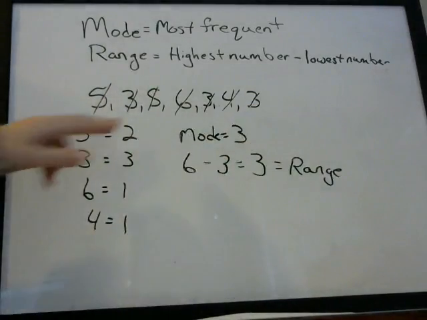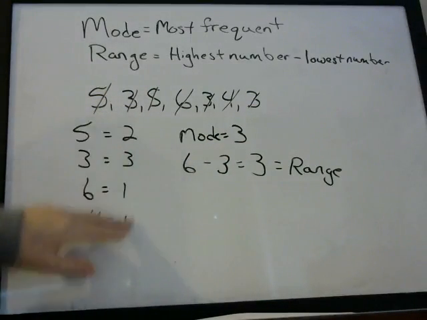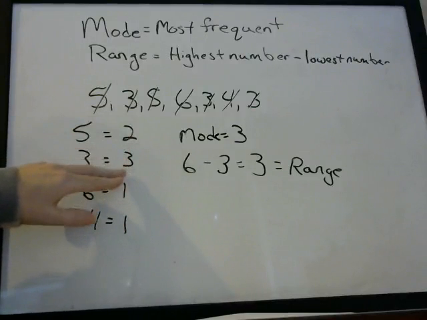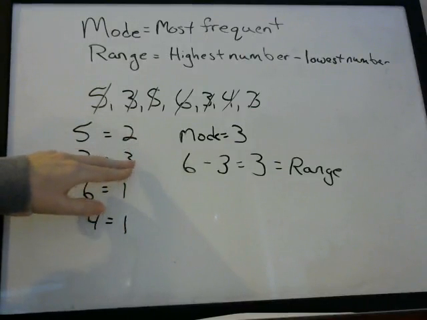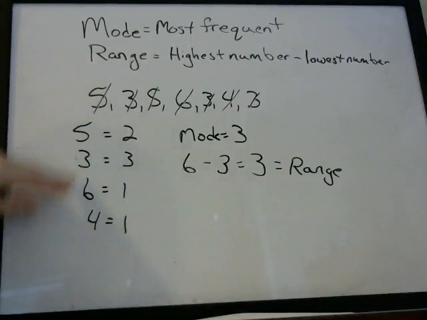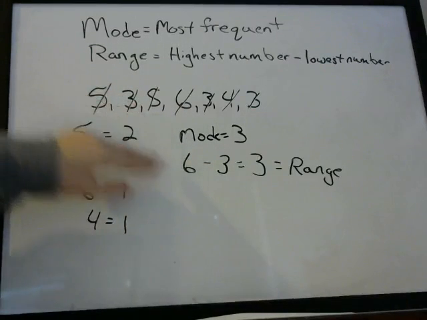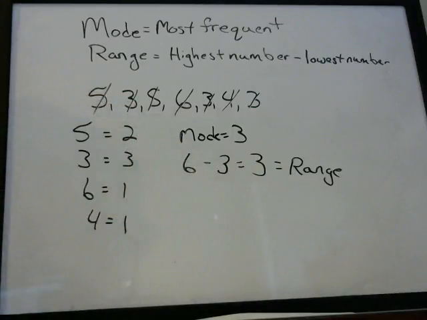So when you're looking for the mode, you're looking at how frequent they are, and that was on this side. So this is how many times it occurred. The 3 occurred 3 times. When you're looking at the range, you want to look at your actual data set on the left-hand side. Which number is the largest? It was the 6. Which number was the lowest? It was the 3. And then just subtract them.